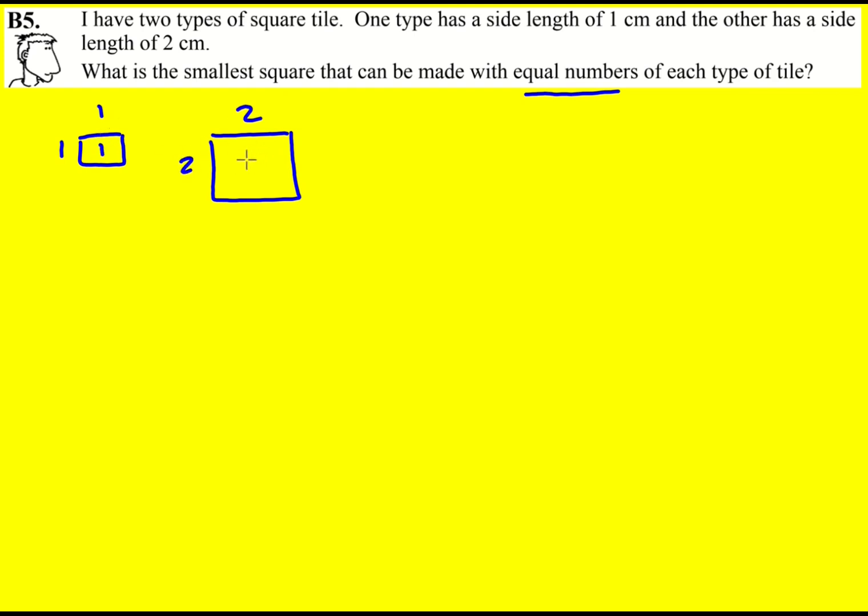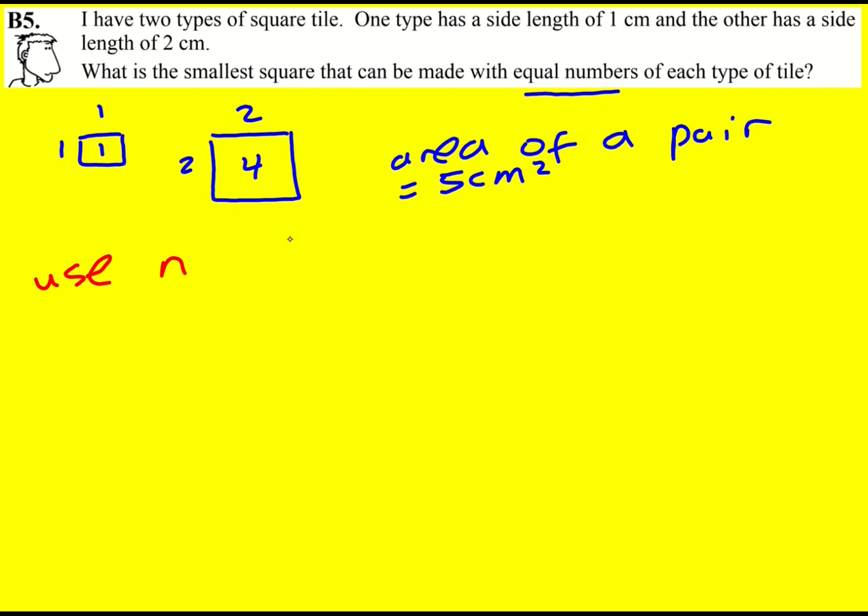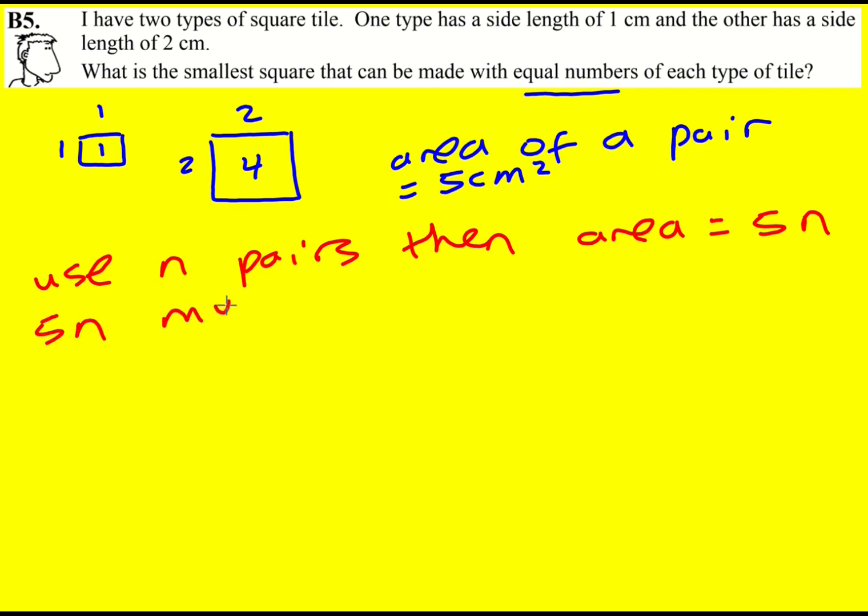So the area of this is 1, the area of this is 4. So the area together, area of a pair, will equal 5 centimeters squared. So if we use n of them, n pairs, then the area will equal 5n. And 5n must be a square number because it's the area of a square after all.